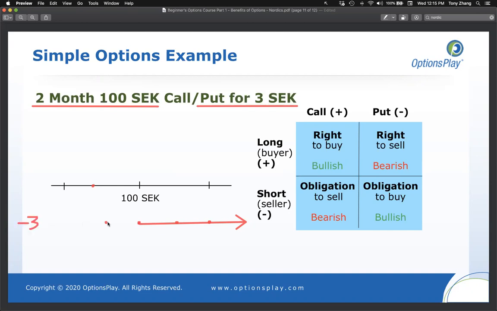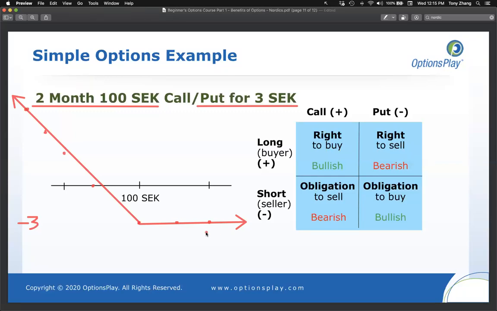So down here, I've lost 3 crowns. Here I'm at 0. And if the stock starts to move significantly lower, that's when I can start making some money on my put option. Because if I can sell the stock to the put seller for 100 crowns that I can buy on the open market for 90 or 95, I'm making money on that transaction. And all I have to do is take out the 3 crowns that I paid to get into this contract. So if I buy a put option and the stock moves lower, I make more and more money. So that's how we get the payoff graph for a put option, okay?